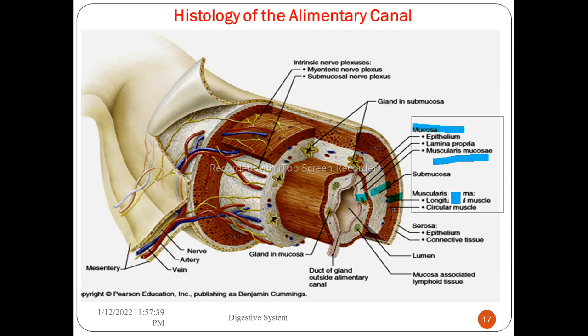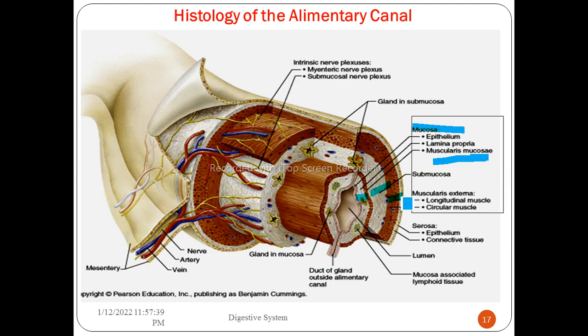The muscularis externa has two muscle layers. In the stomach it is three, but in other parts there are two: longitudinal muscle and circular muscle. In the stomach an oblique muscle can be added. So the muscularis externa is arranged as longitudinal and circular muscle. This is known as muscularis externa.